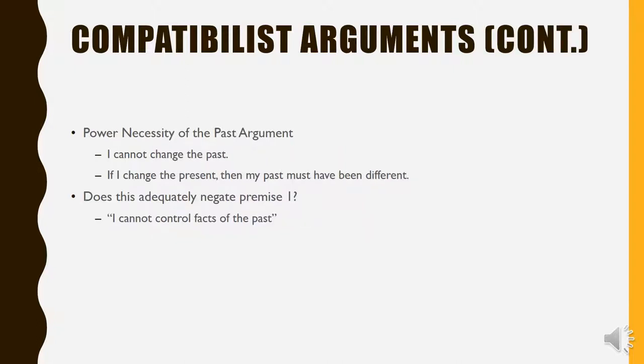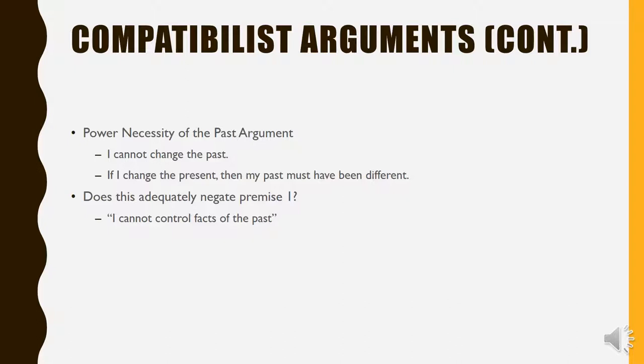One argument that the compatibilists make is the power of necessity of the past argument. This argument begins the same way the determinist argument begins. I cannot change the past. However, with the power necessity of the past argument, the compatibilist will argue that if I can change the present, then my past must have been different.